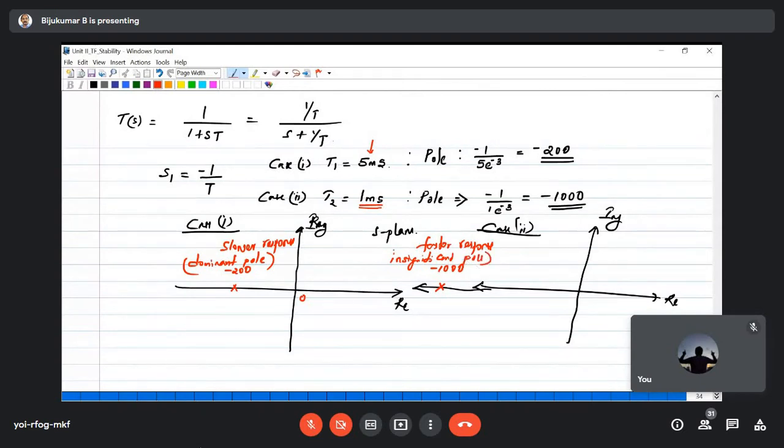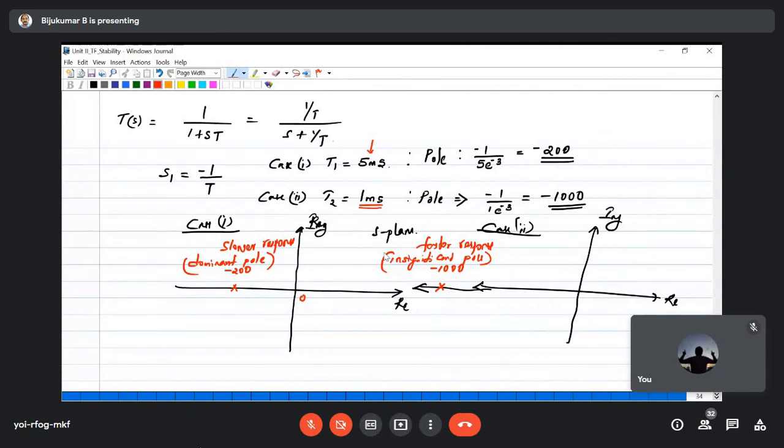Because if you move further towards the left side, that pole has no effect on the output response of the system. Sometimes you can neglect those poles also, right? So that is the observation.